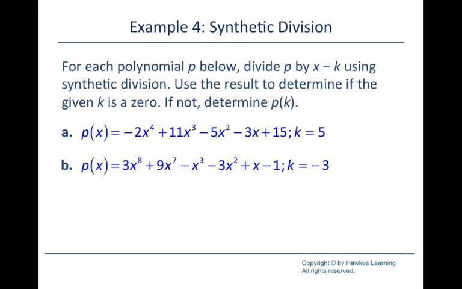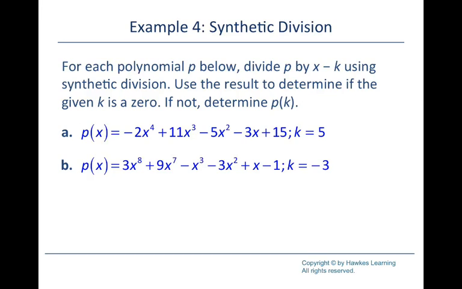So looking at example A, we've got a polynomial, the highest degree of 4, that's the highest power of x. Our k is 5, that's what we're going to divide by. All the powers of x are there. We've got 4, 3, 2, 1, and then the constant. In B, though, we're missing several powers of x. We've got 8, 7, we're missing 6, 5, and 4, and we're going to have 3, 2, 1, and then a constant. So we're going to have to put several zeros in there for placeholders when we get to B, because placeholders have to be there for synthetic division.